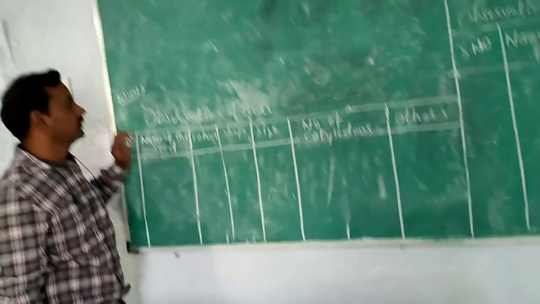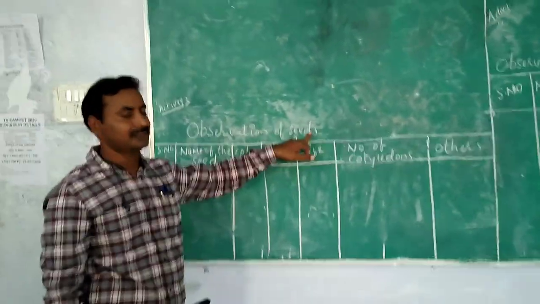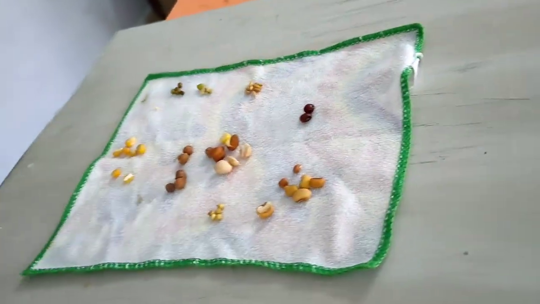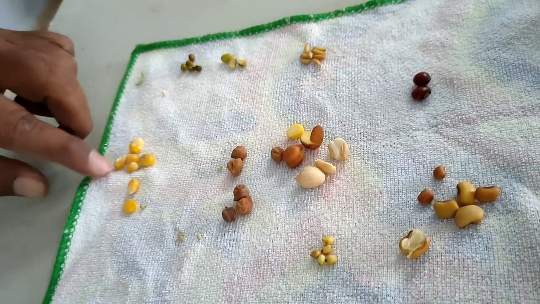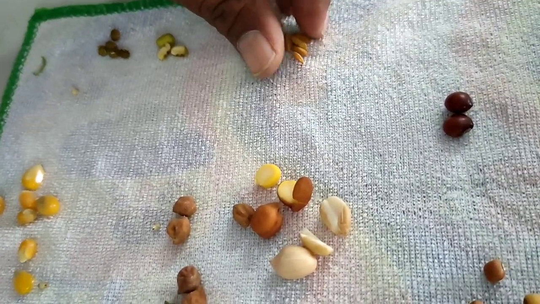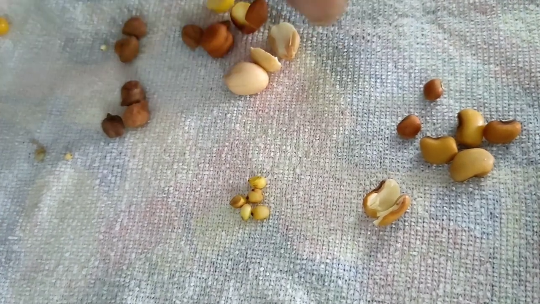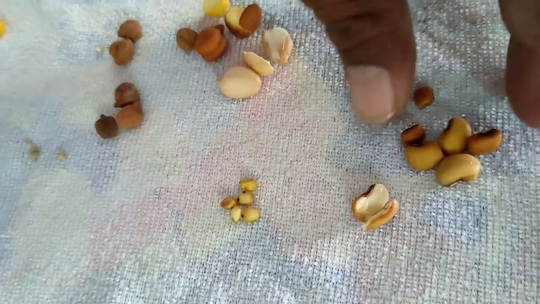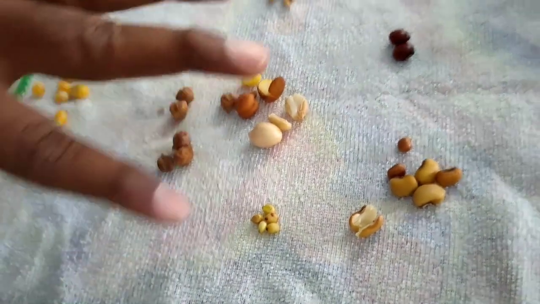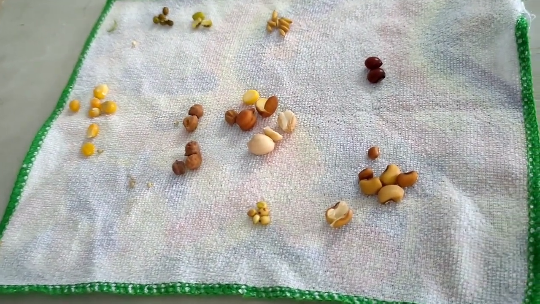Okay, so then we move on to activity 3, which is given in the textbook. Activity 3, observation of seeds. For this we need to collect some seeds of different plants. Personally I collected some seeds here. We all know maize seeds, green gram, rice seeds, red gram, groundnuts and johar seeds. These are the seeds I collected from different areas.